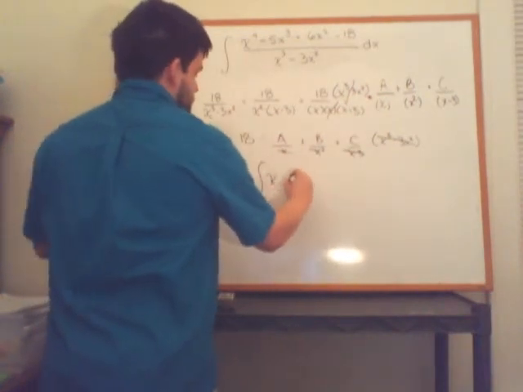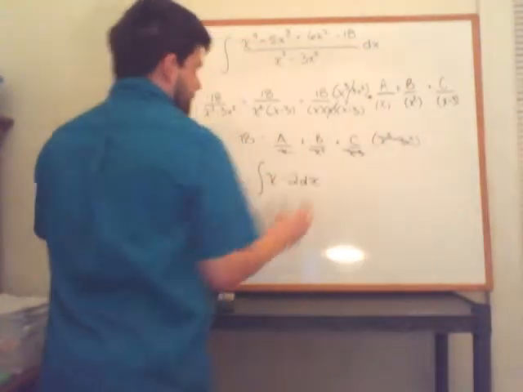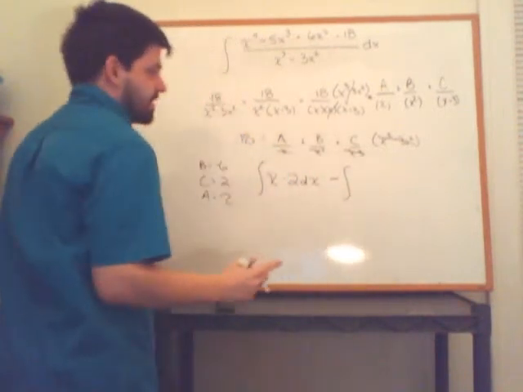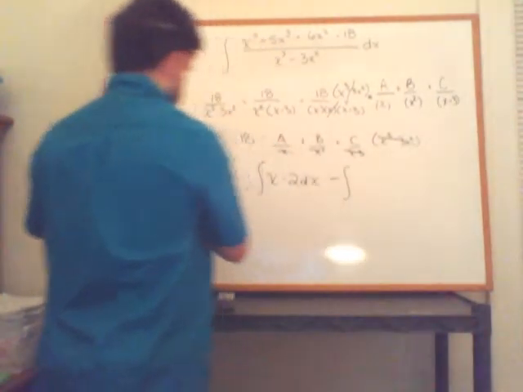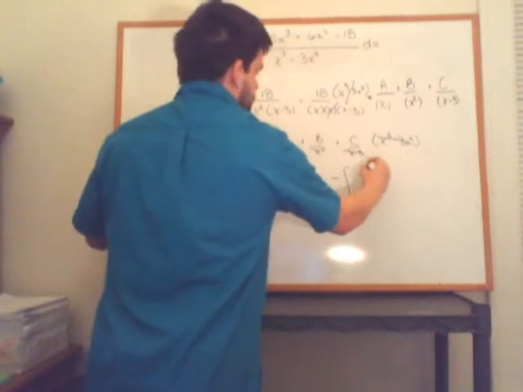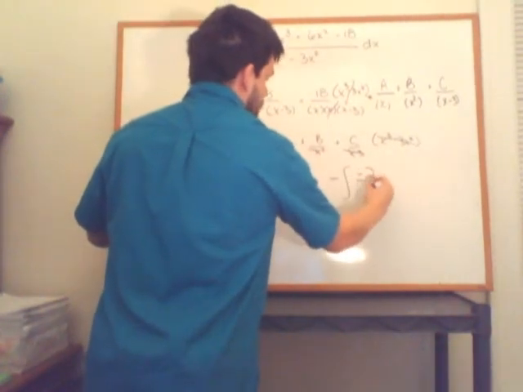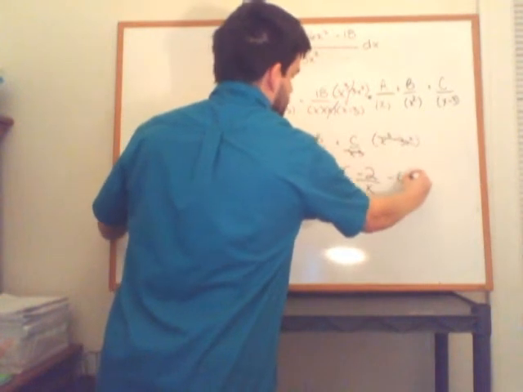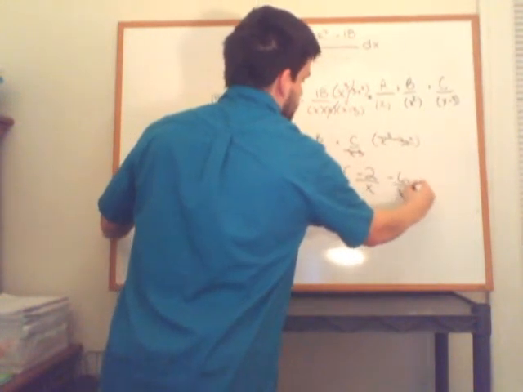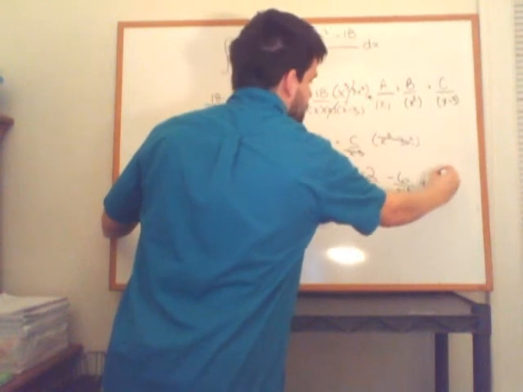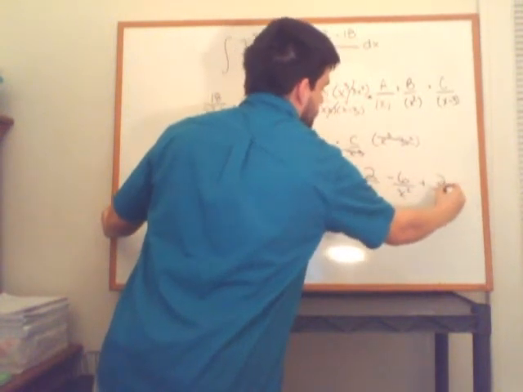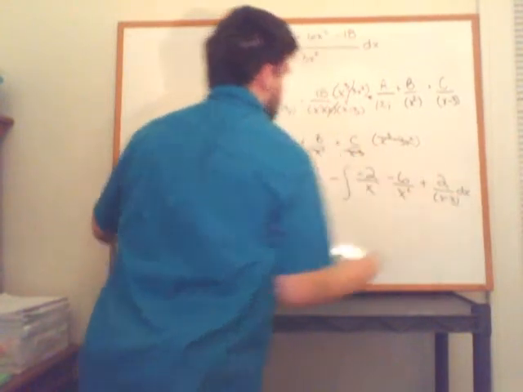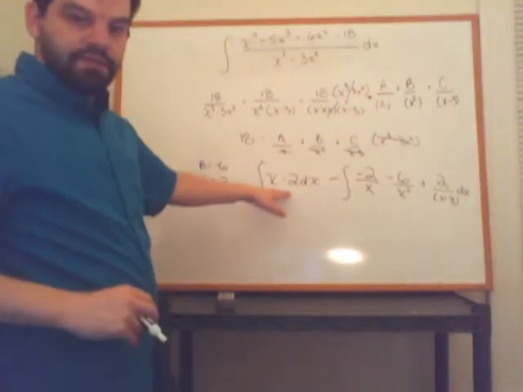So we have x minus 2 dx, remember, don't forget your differentials, guys, minus, that's going to be extremely important here, minus your negative 2 over x, minus 6 over x squared, plus 2 over x minus 3, dx. Okay, so again, this first one is just power rule.